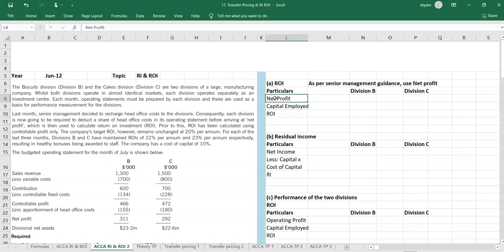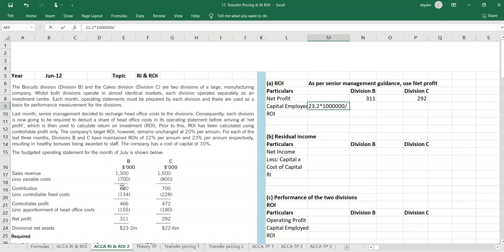Okay, in this sum, why we use it? It's because they are saying that use that number. So here it's going to be 311. Okay, 311 is what we are taking here, and for division C it is 292, and capital employed we have to find out the answer. See, they have told us 23.2 is the million, so we have to multiply it by million.